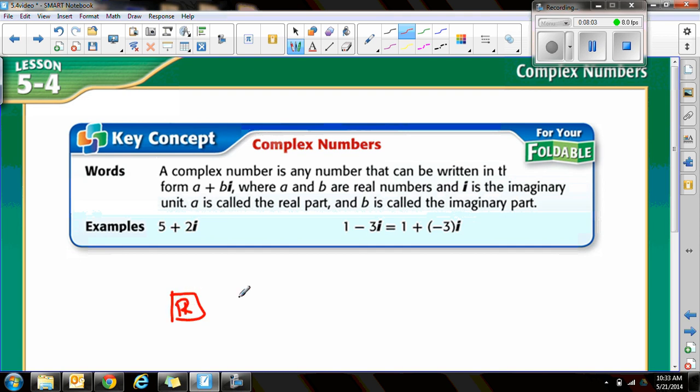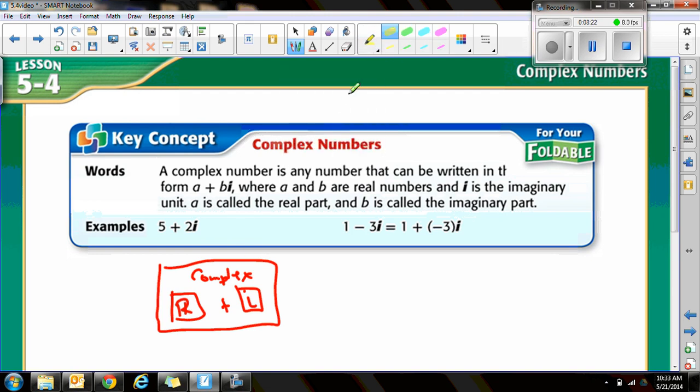Well, if I take reals plus an imaginary number, then I get this larger plane, which is called the complex plane. And those are the types of numbers that we're going to be working with here today. A complex number is any number that can be written in the form a plus bi, where a and b are both real numbers. So a and b, these two come from this category right here, the real numbers. i is the imaginary unit.